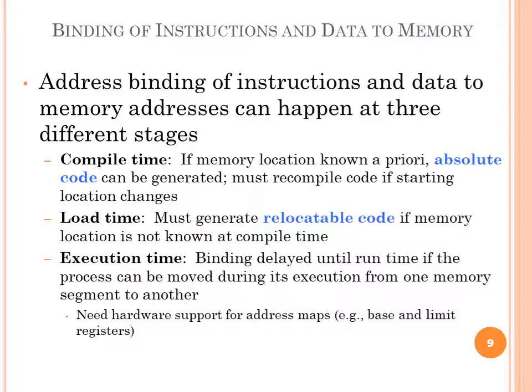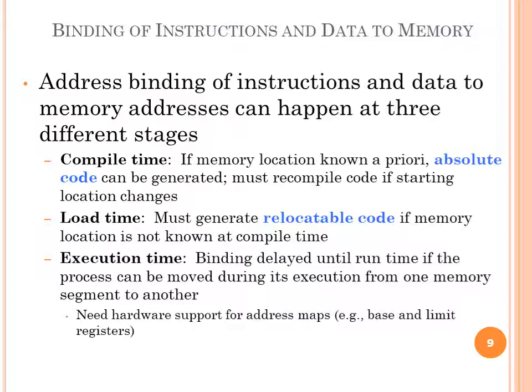Address binding of instructions and data to memory addresses can happen at three different stages. The first stage is compile time. If you know at compile time where the process will reside in memory, then absolute code can be generated.